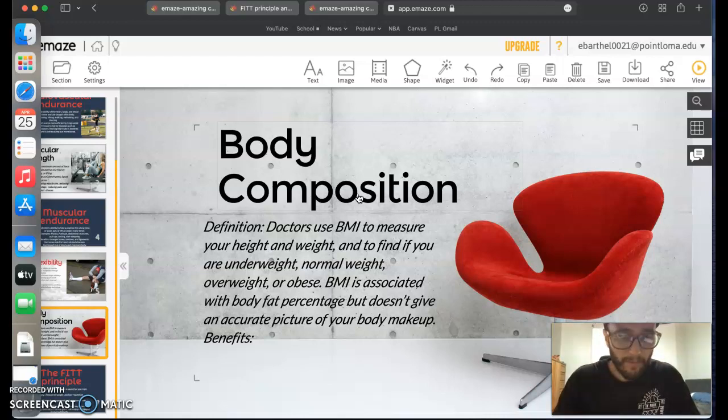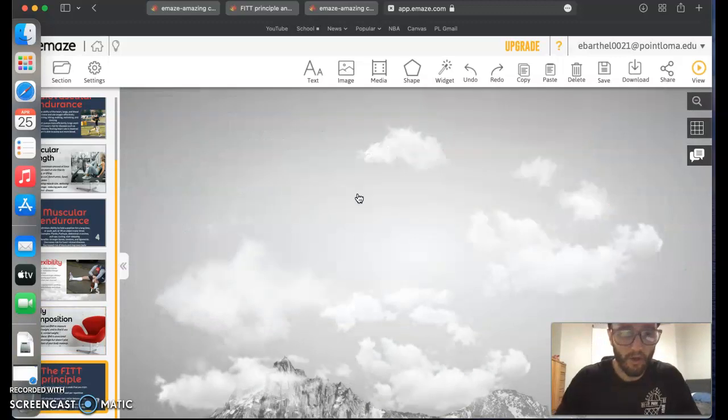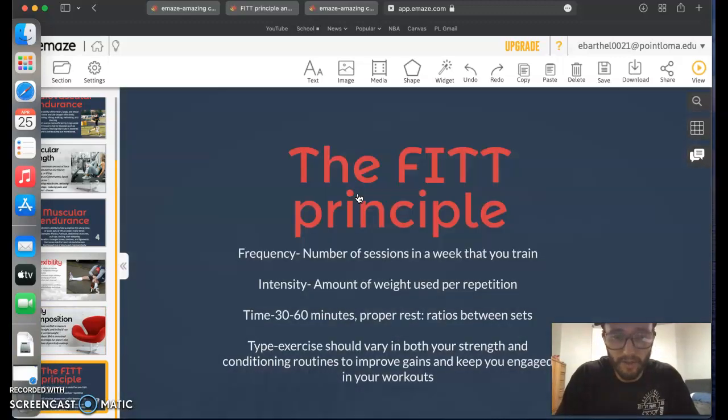And some tools that we can use to improve all of these is called the FIT principle. It's pretty simple. So the F stands for frequency, the I for intensity, the first T for time, and the second T is type. So frequency is obviously the number of sessions in a week that you train. I stands for intensity, and it's the amount of weight used per repetition.